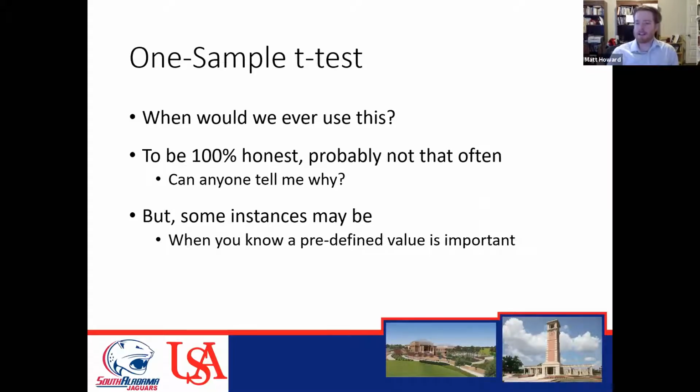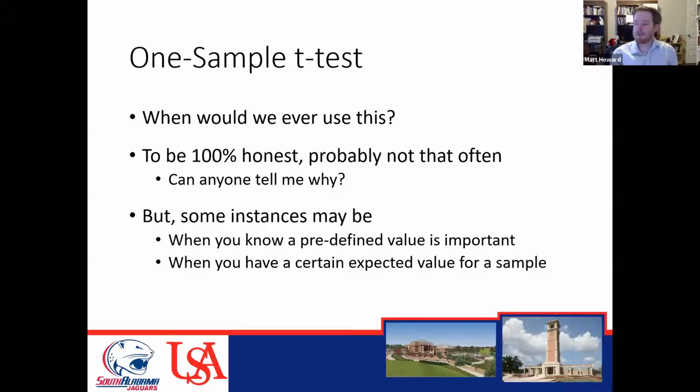As I said, one of those instances is if you know a predefined value is important. For example, with MBA program accreditation, maybe we want to make sure that our MBA incoming classes have standardized test scores that are above a certain value, and we need to be absolutely certain we exceed that value. We could run a one sample t-test on it. If our accreditation bodies say that your students have to have average standardized test scores above this value, we can do a one sample t-test to make sure our students are indeed significantly above that value.